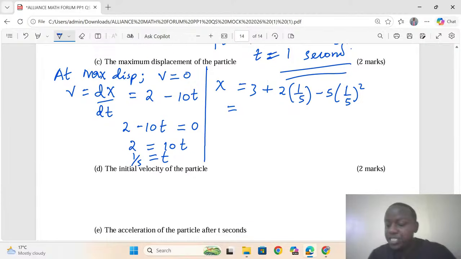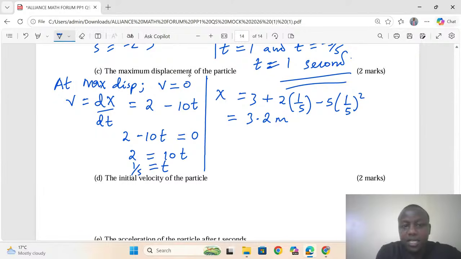Now we can compute these. 1/5 is exactly 0.2. So 3 plus 2 into 0.2 minus 5 into 0.2 squared gives us 3.2 meters. So we wanted the maximum displacement. For maximum displacement to be covered, velocity has to become 0, so we had to find the velocity function.